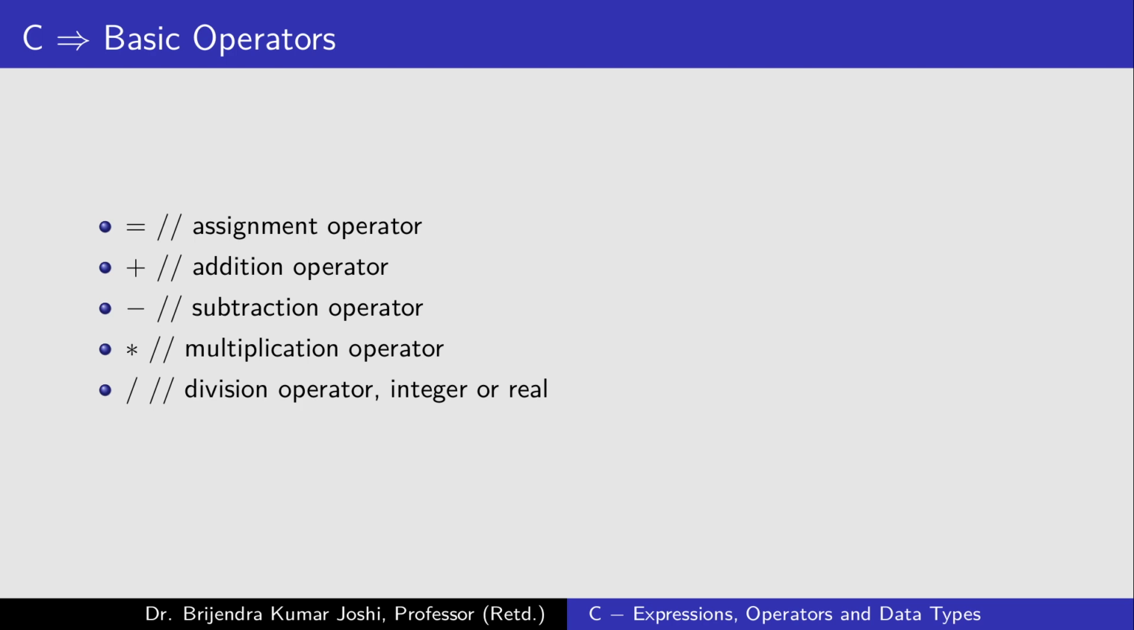Now let us see some basic operators. There are a number of operators, arithmetic, logical, etc. We'll look at only 5 most commonly used in the initial days of C programming. This is the assignment operator. We call it equal to sign, but this is referred to as assignment operator. This is normal plus addition operator. This is minus symbol, which is for subtraction. Star is for multiplication, and forward slash for division. A division can be integer or real division.